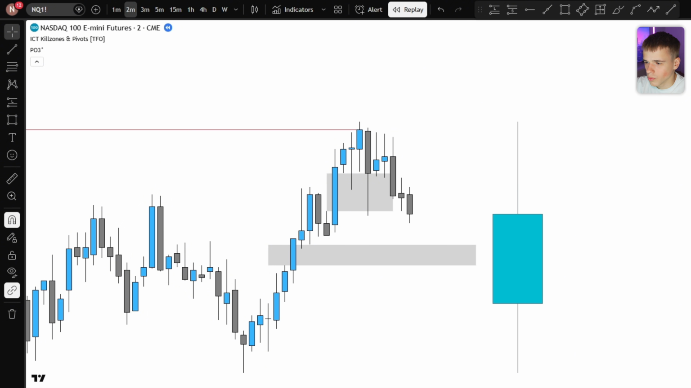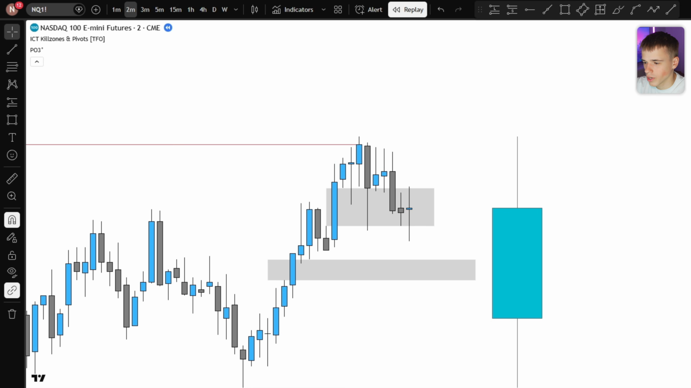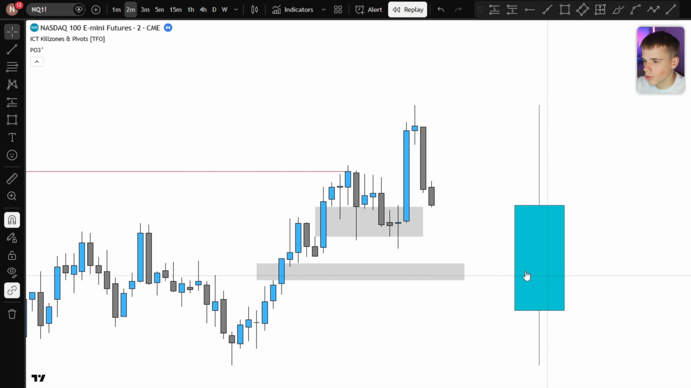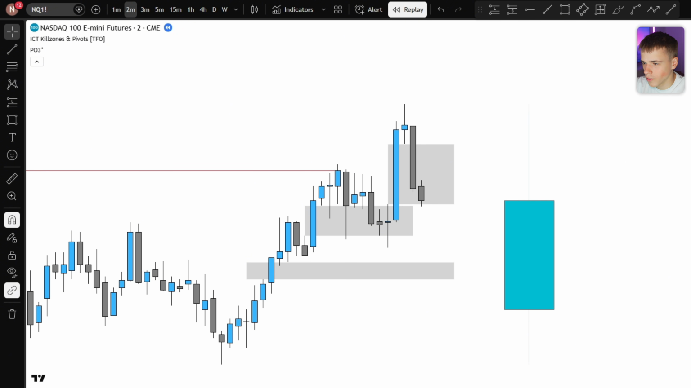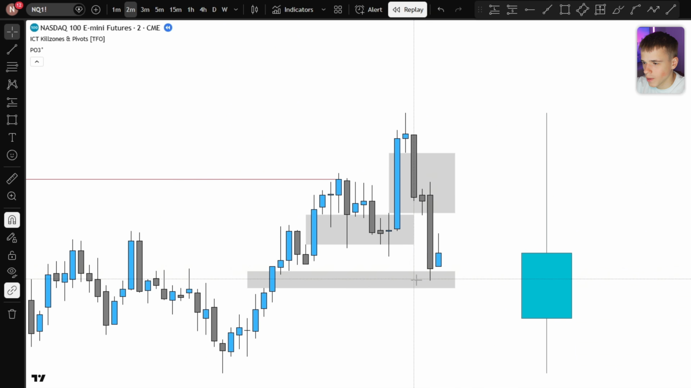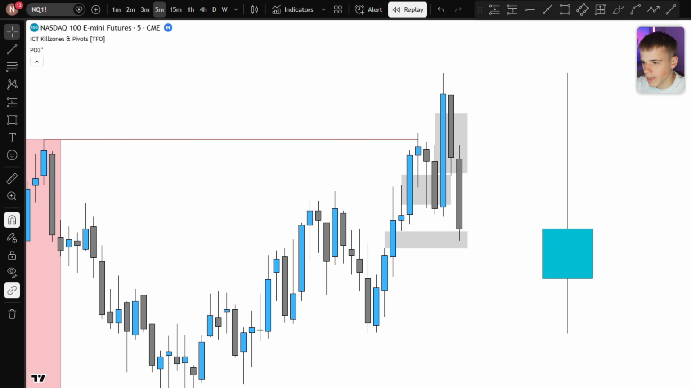So right now we still didn't inverse it. Let's see if we are going to get the entry. Still not, we just wicked through it. Okay, and right now what we actually did is we made a new fair value gap right here. So that is perfect. Right now we are waiting for it to inverse, and what happened is we tapped into the 5-minute fair value gap before we inverse the 2-minute one. So exactly the thing that I told you.